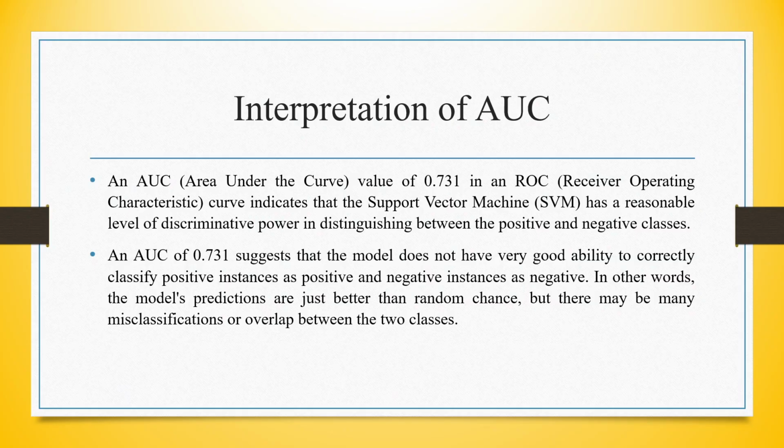An AUC value of 0.73 in an ROC curve indicates that the model has a reasonable level of discriminative power in distinguishing between the positive and negative classes. An AUC of 0.731 suggests that the model does not have a very good ability to correctly classify positive instances as positive and negative instances as negative. In other words, the model predictions are just better than random chance, but there may be many misclassifications or overlap between the two classes.